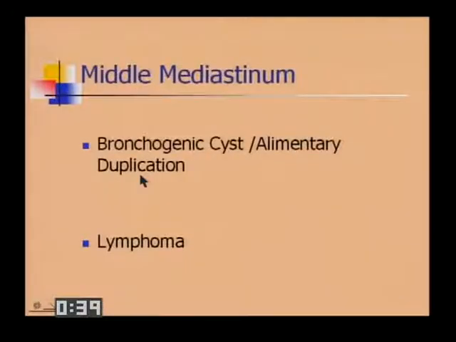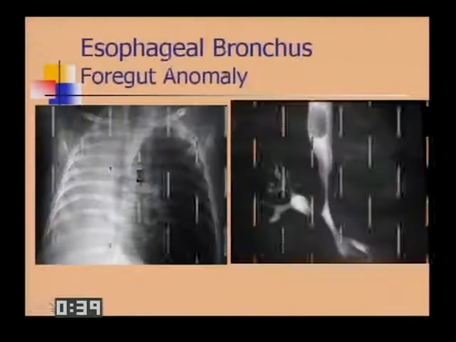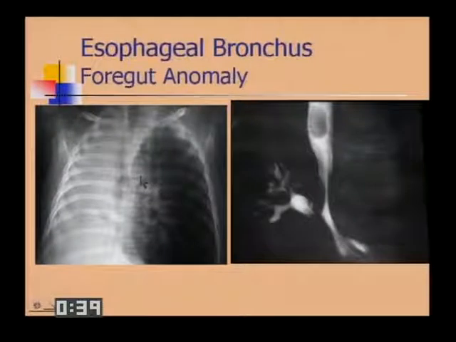Lymphoma can be in the middle mediastinum as well, and there are a few other foregut abnormalities. In this child, there's aeration of one lung. The other lung is very opacified. There's a little air collection. And this is a child who had a foregut abnormality where the trachea to the bronchus to the right lung came off the distal esophagus. This was not a salvageable situation in terms of the right lung.